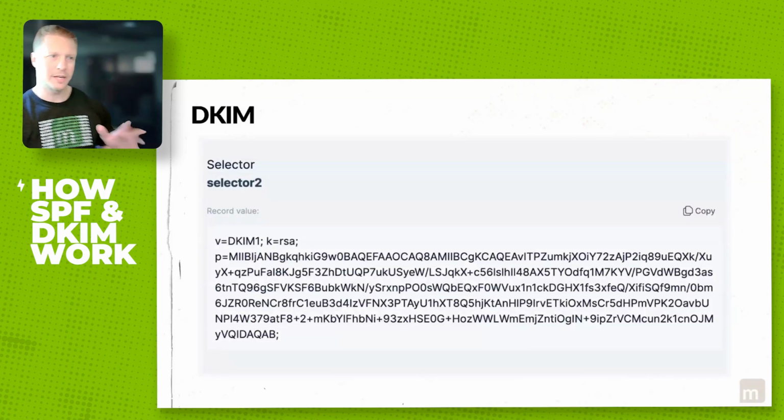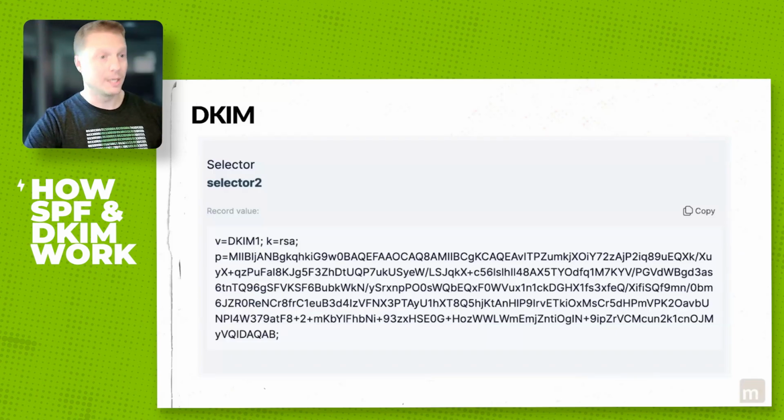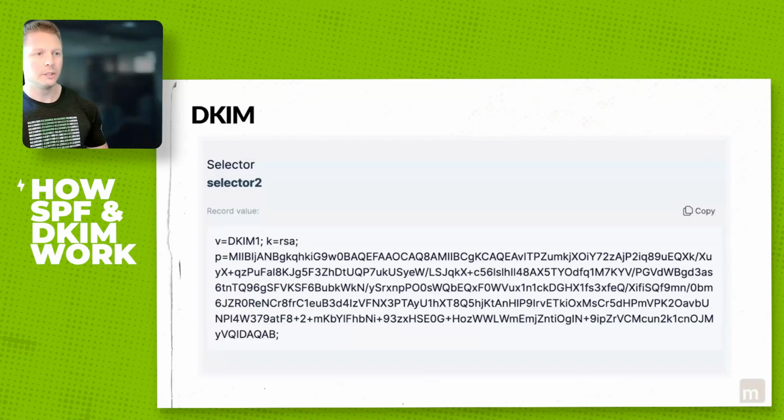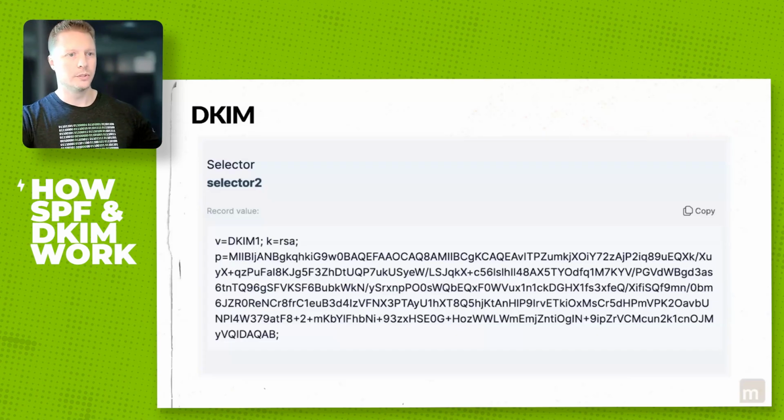DKIM in some ways is actually easier to explain. It is a CNAME record in DNS, so a canonical name, because in general, it's going to point to the servers or the services that are going to provide that private key that creates this cryptographic hash in the email header. And then it's going to be compared against this public key, which is based on a selector.